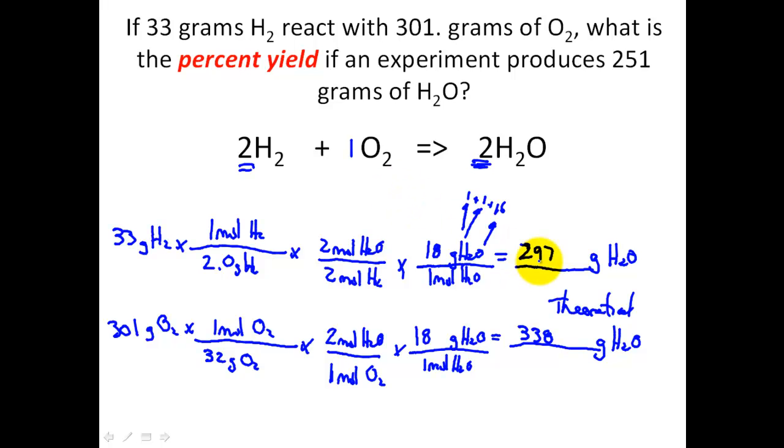Alright guys, after a little bit of calculation, I've solved the problem. It turns out that if I begin with 33 grams of hydrogen, at most I can produce is 297 grams of water. And likewise, if I begin with 301 grams of oxygen, at most I can produce is 338 grams of water. So theoretically, the most water that I can produce is going to be 297 grams. That tells me that hydrogen is the limiting reactant. That's good to know for us. But more importantly for this problem, at most I can produce is 297 grams of H2O.